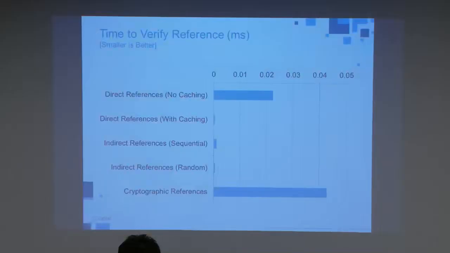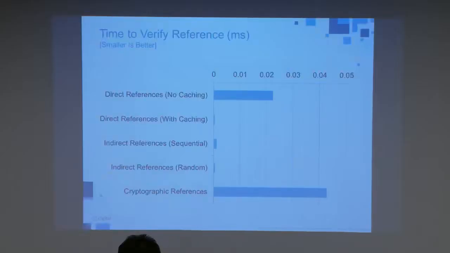Time to verify these references. So now when the client sends the reference back, how long does it take to actually check to see if the user should have access to it? If we don't have any caching and we have to go back to the database for every single access control check, it's a pretty big hit. Now, direct references with caching, it's pretty quick.